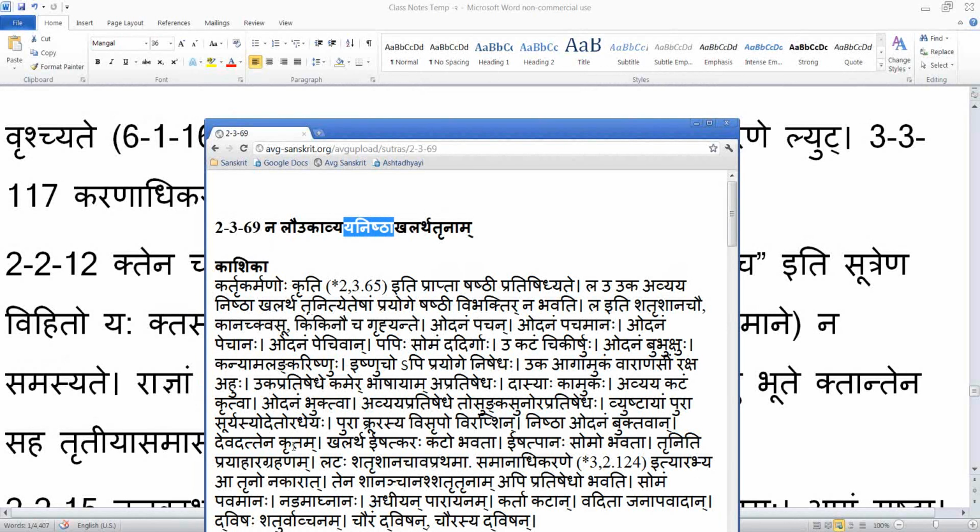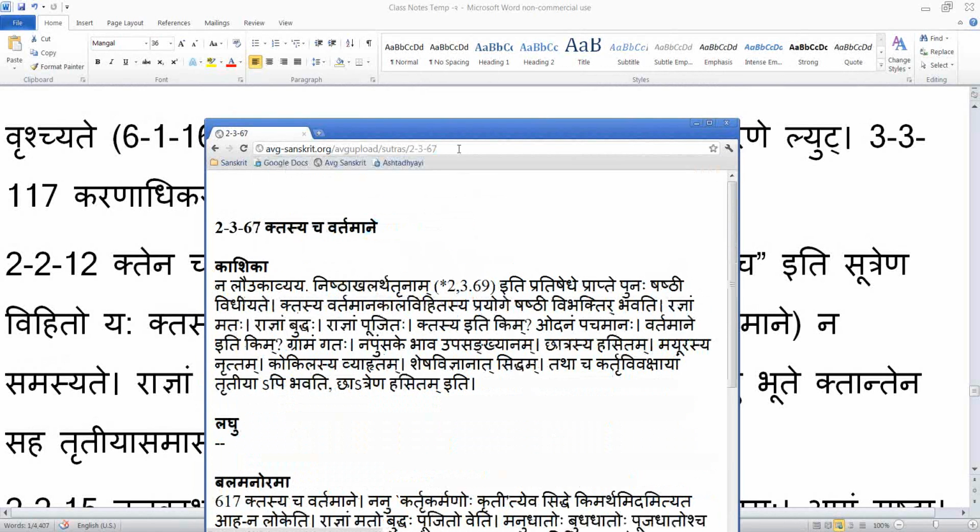The counter exception is that Panini puts his Sutram 2367, where he specifically says Tasyacha Vartamane. It says that nishthakhalarthatrnam iti pratishedhe prapte punaha shashti vidhiyate. So when this pratyaya is used vartamane, then it will again be allowed to take shashti. It says rajnyam mataha, rajnyam buddhaha, rajnyam pujitaha. So again, a three-step process. First, Kartrkarmanoho kriti authorizes shashti to be used, and when the krit pratyaya is used, then the karta or karma takes shashti.